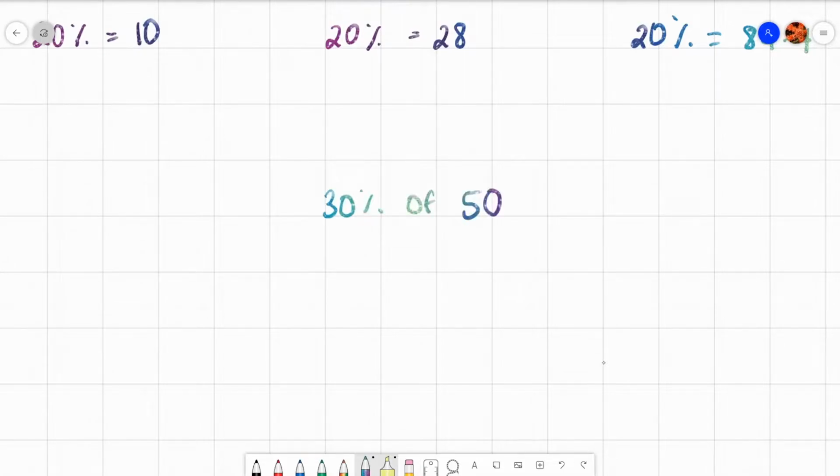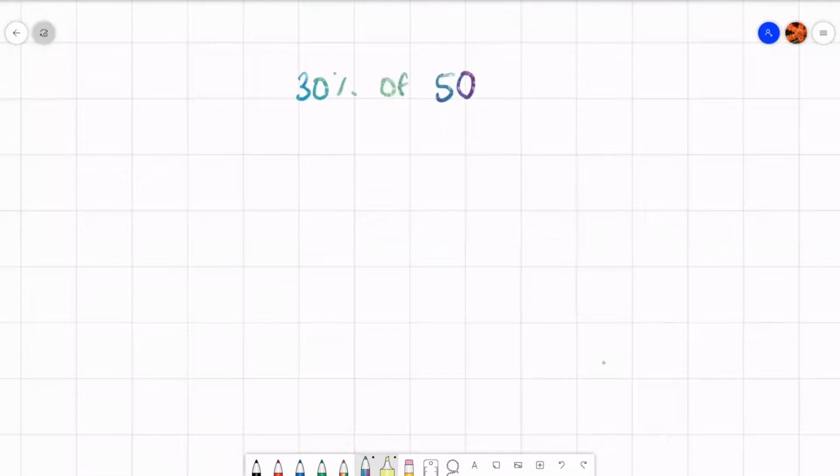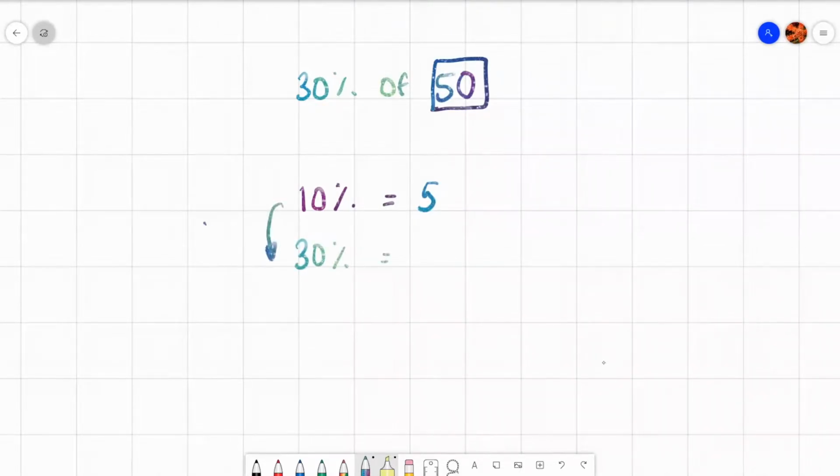of 50. Okay, 30% of 50. Well, let's work out 10% first. Remember, to work out 10%, you divide by 10. 50 is my number. 50 divided by 10 is 5. Now, straight away, I can work out 30%, because how do I get from 10 to 30? I times by 3. So I've got to times a 5 by 3 as well, which is 15, and your answer is 15. 30% of 50 is 15.